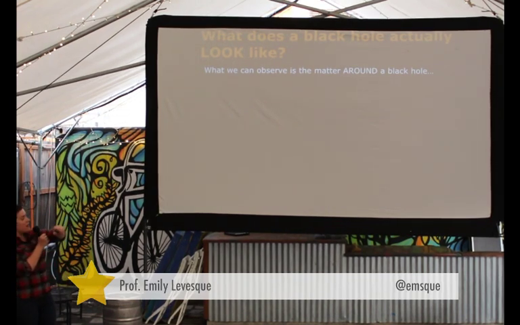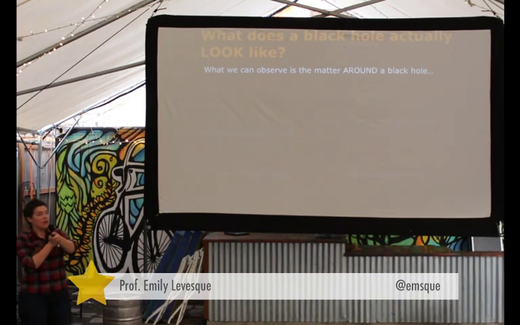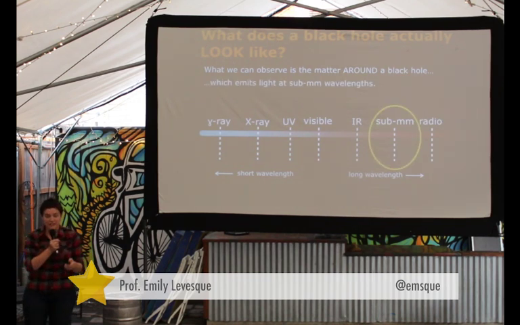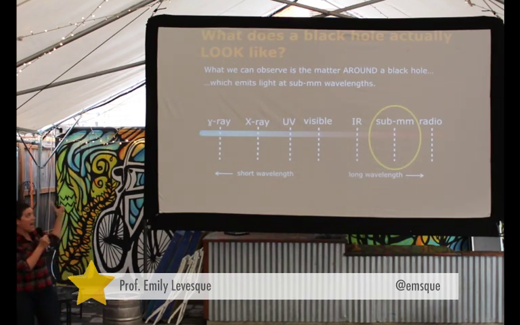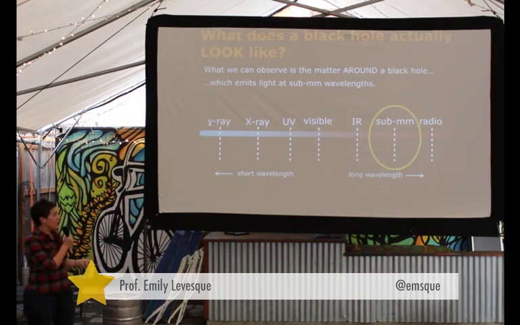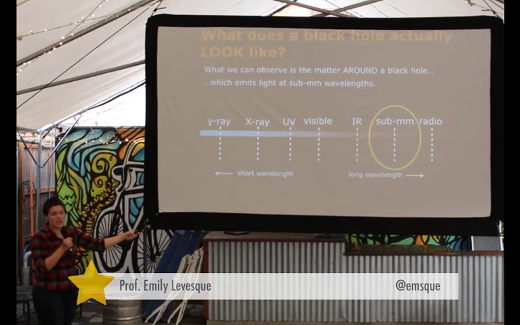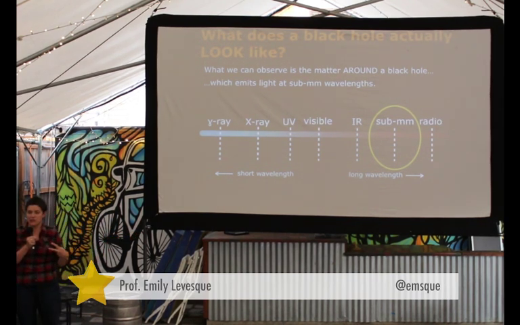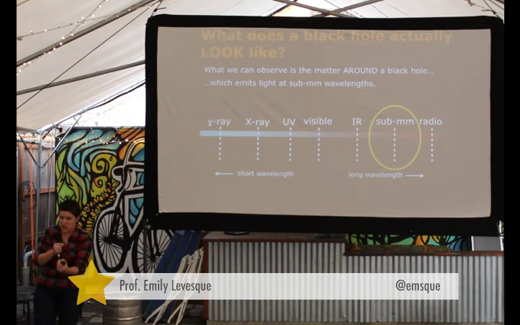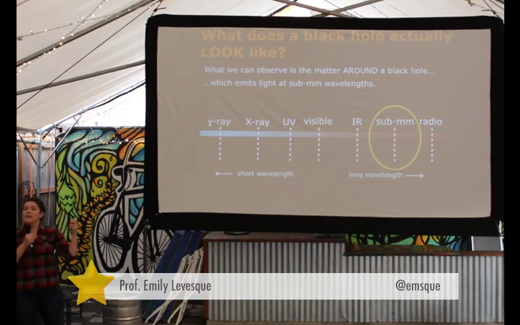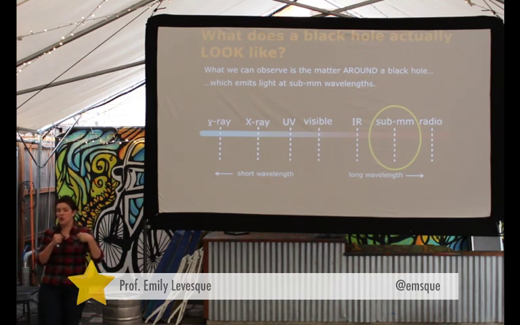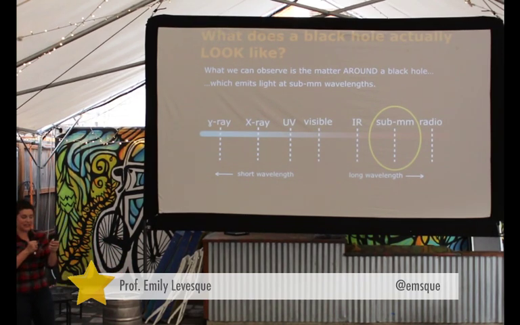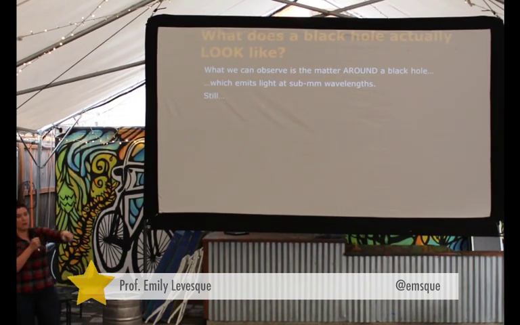We know that that matter is going to be emitting light in what we call the submillimeter part of the electromagnetic spectrum. So this is the entire spectrum of light shown on the bottom of the screen, and it goes from very short wavelength light on the left to long wavelength light on the right. Our eyes can't see submillimeter light, but we've built telescopes that can. So we can't quite get a look straight into the heart of a black hole, but we can see material around it, and we can see this long wavelength light that it emits if we have the right kind of telescope. So it might not be exactly what we would imagine, but it's still pretty exciting.